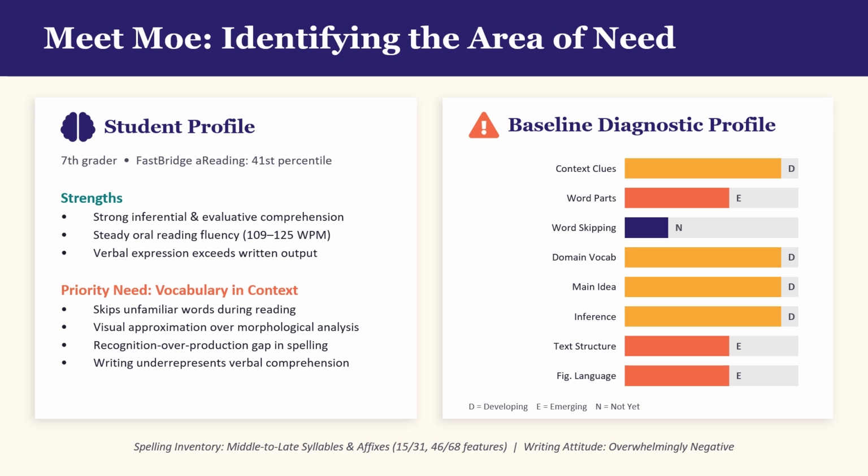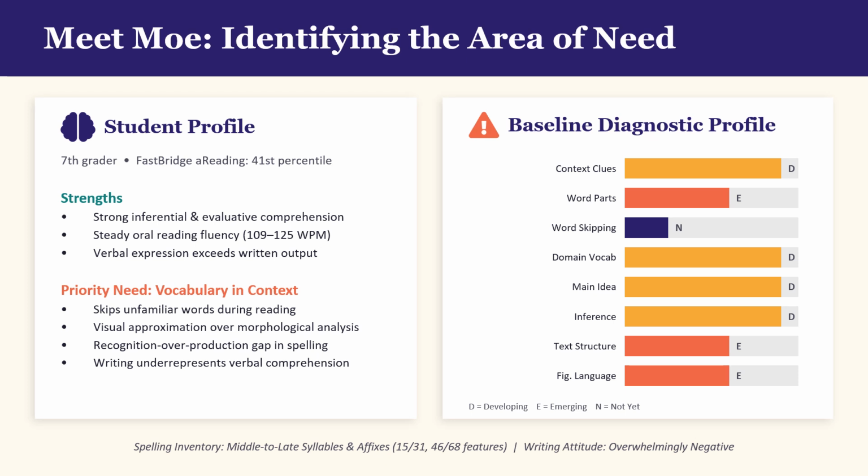So his spelling inventory placed him at the middle to late syllables and affixes stage, and his writing attitude was overwhelmingly negative. He told me that he always felt behind when he writes papers, and that his written responses consistently underrepresented what he could express verbally.